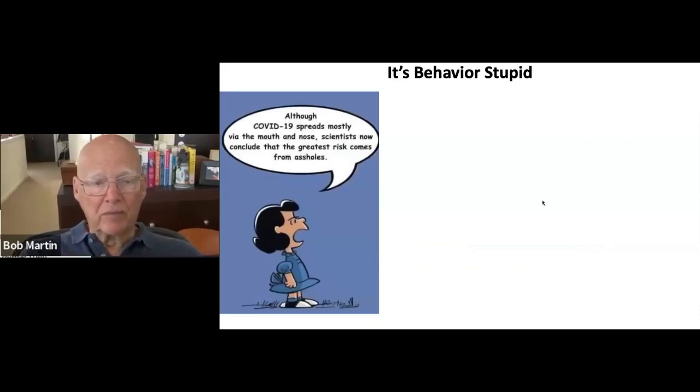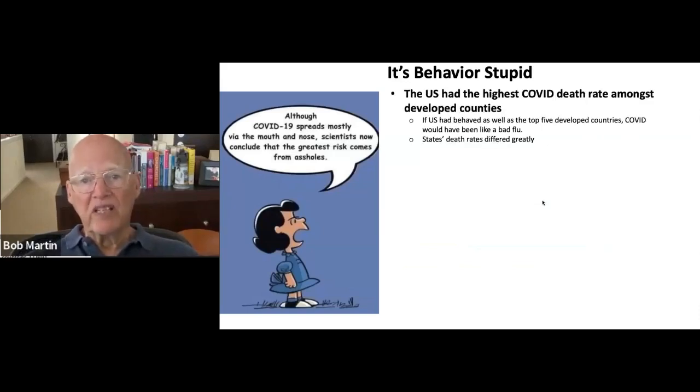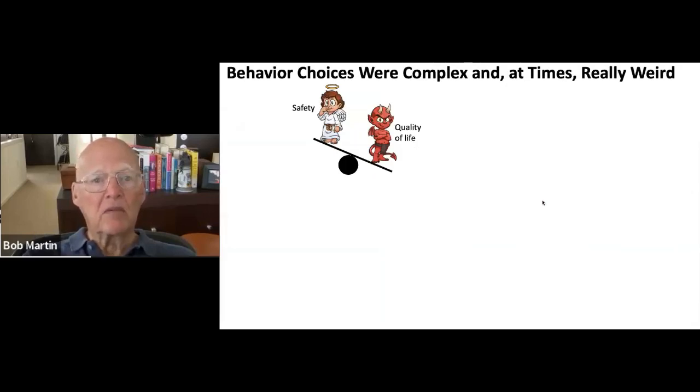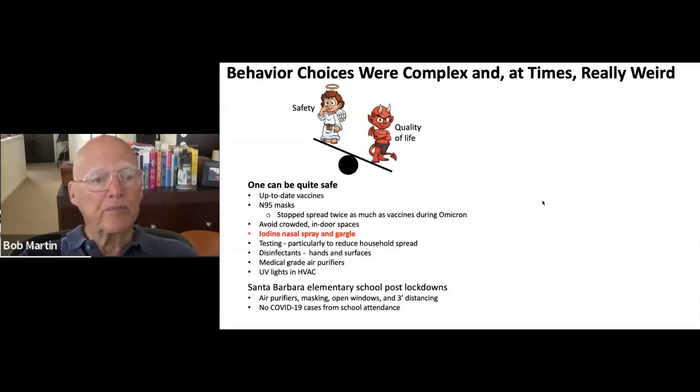Okay, so how did it spread? It's behavior, as Lucy says. We had the highest death rate amongst developed countries. If we'd behaved as well as the top 5 developed countries, COVID would have been like a bad flu. States' death rates, as you'll see, differ greatly, and it was leadership. People said it didn't exist. You don't need to change your behavior. Behavior choices were complex and really weird.